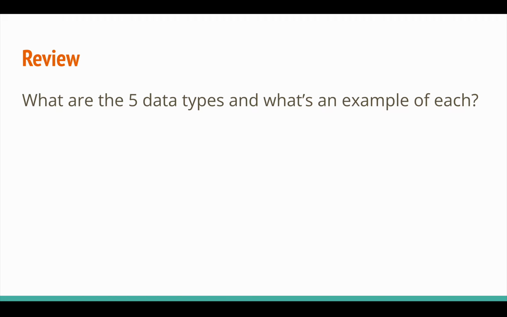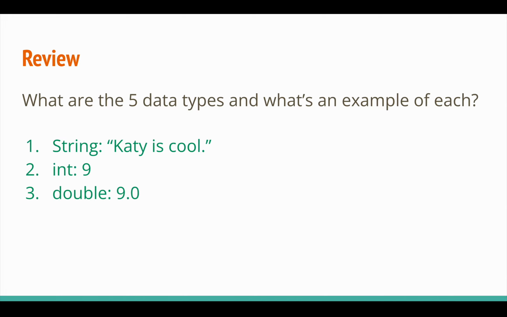So the first one I can think of is string. An example is "Katie is cool", wrapped around double quotes. Next we have integers or int. An example would be 9. Next we have a double, and an example of that would be 9.0. A boolean, and you can set it as false or true. And last we have character or char, and an example could just be x wrapped around single quotes.